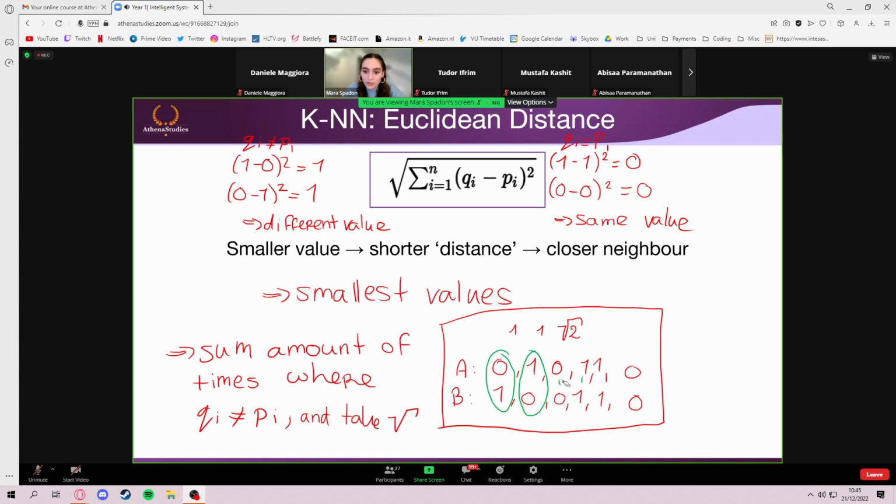So if we would add these up together, or subtract them from each other and square it, we get 0 values. So we could add them, I guess. We could do 1 plus 1 plus 0 plus 0 plus 0 plus 0. But in the end, what this comes down to is we're just summing the amount of times where they are different, which is 2. And then you rewrite that such that you get the square root of 2.